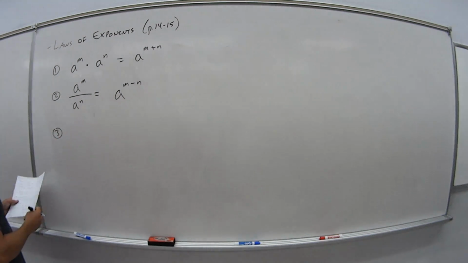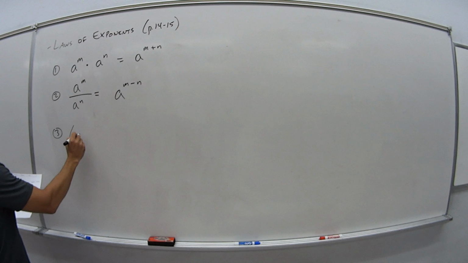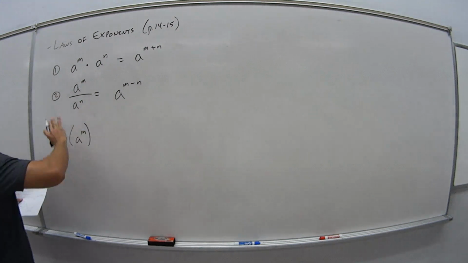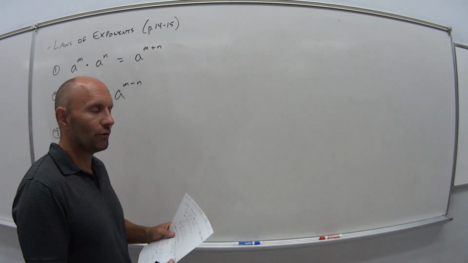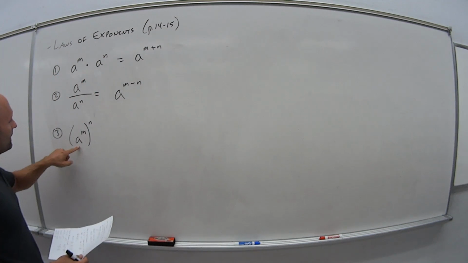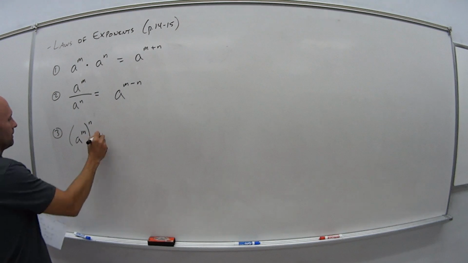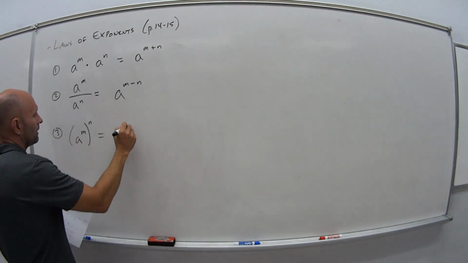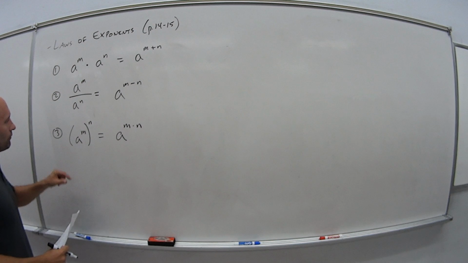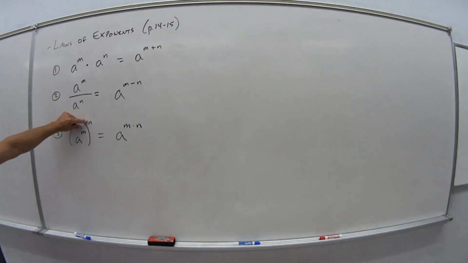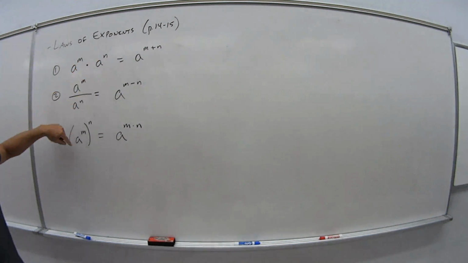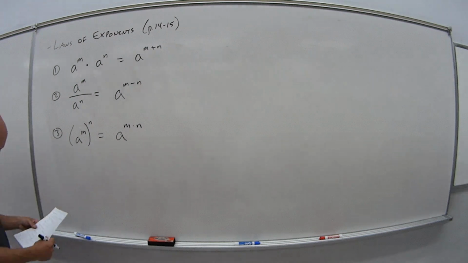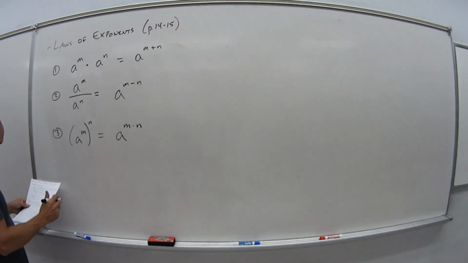Number 3. If I have a to the m power, and this whole thing is raised to the n power, this is called the power law. A to the m to the n is a to the m times n. So now I will multiply the exponents. Before, I had the same base that I was multiplying, so I added. Here there's no multiplication, it's just something to a power to a power. So then I'll multiply the powers together.